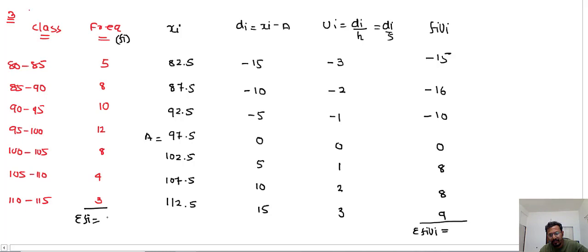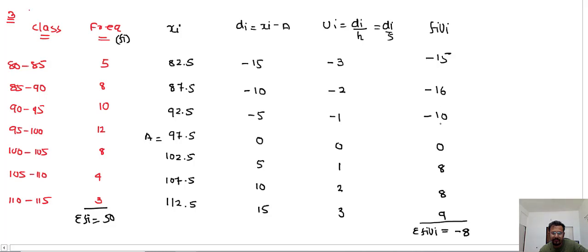Okay, and in negative we have minus 26 and minus 15, so minus 41. So 41 minus 33, so 8, and that's minus 8. Okay, so minus 15 minus 16, minus 41. 41 plus 16 plus 9, 25.